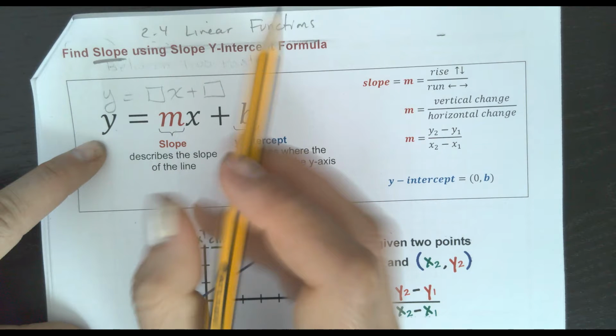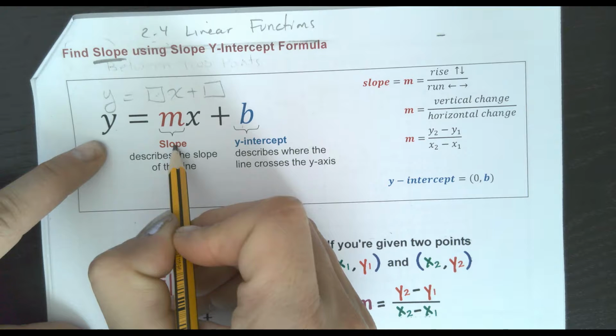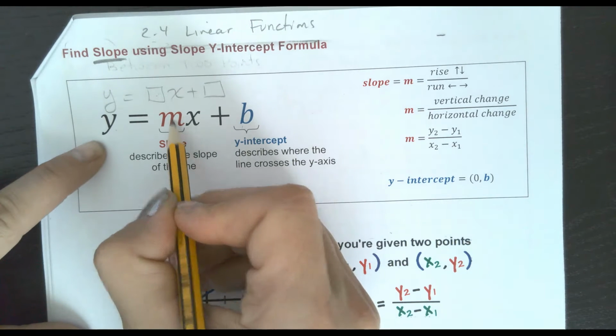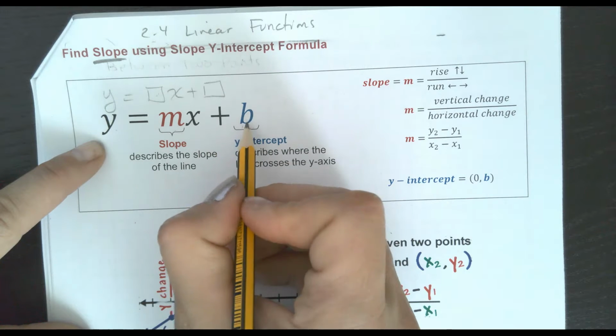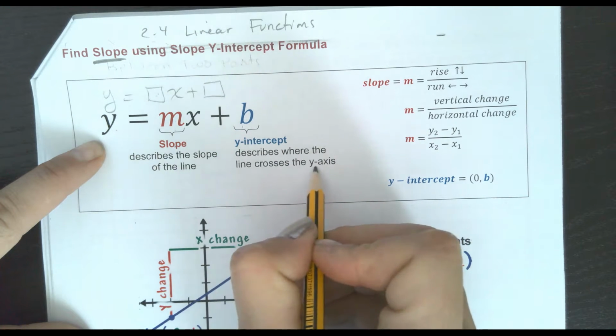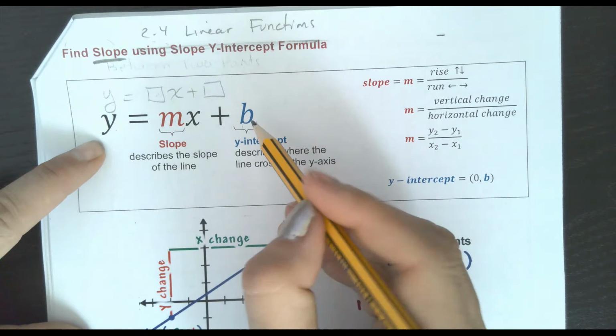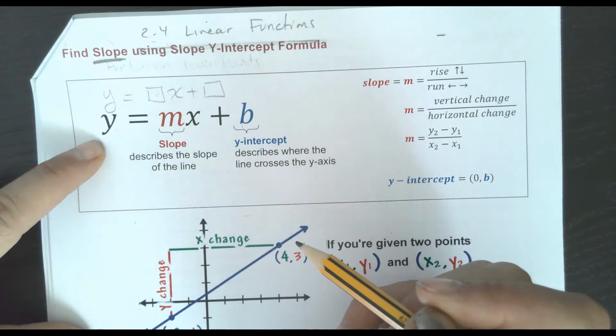this number here that's in front of the x is always the slope. Now for some reason, we use m to represent slope, and whatever number's here is the y-intercept. It describes where the line crosses the y-axis. And we use a b for some reason to represent the y-intercept.